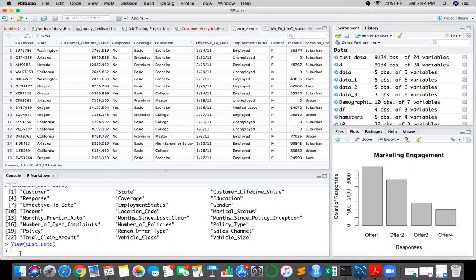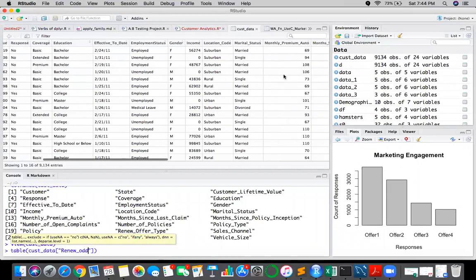So what we saw now was offer. I did a simple table on customer data, and I basically looked into renew offer, right? Renew offer. What was the name of the one?